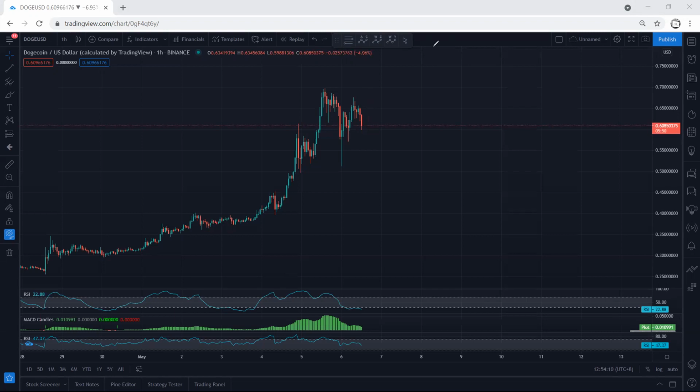Anyway, we don't have any trade setup. We just follow the chart. If I see any trade setup, I will share.